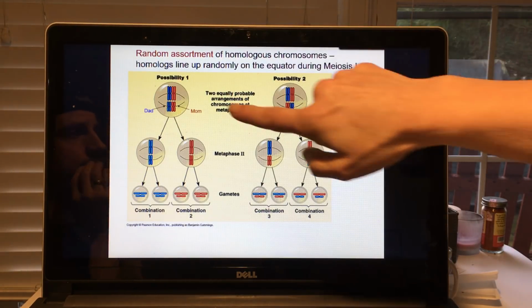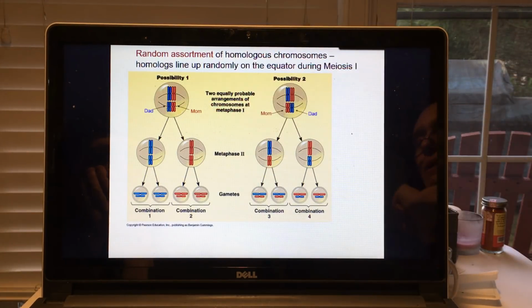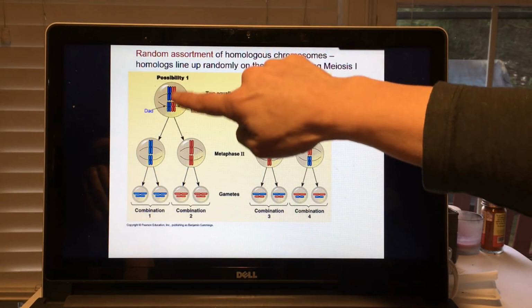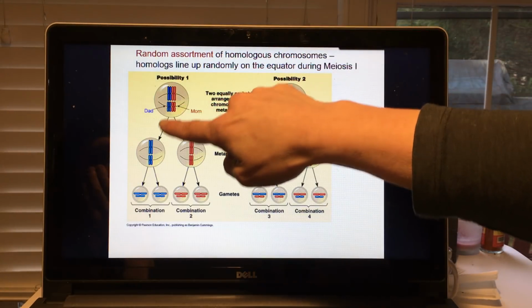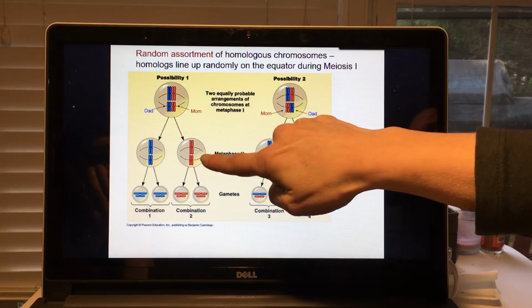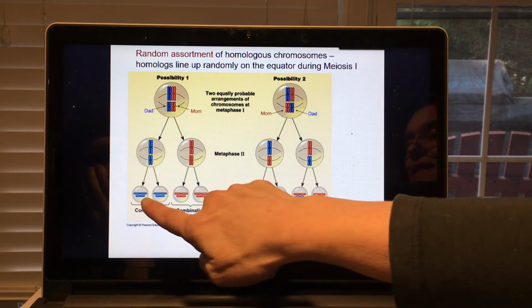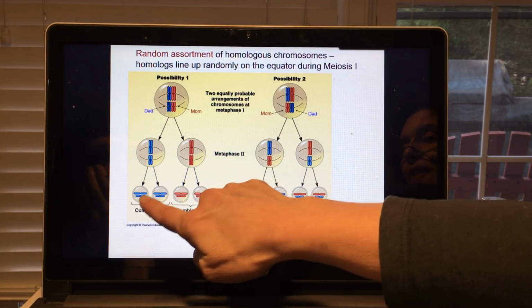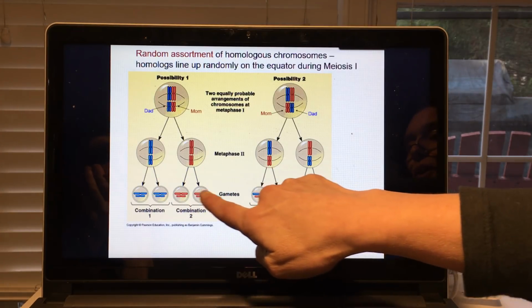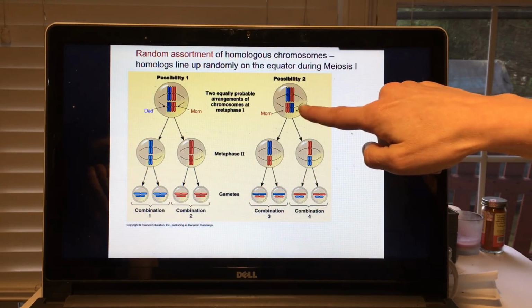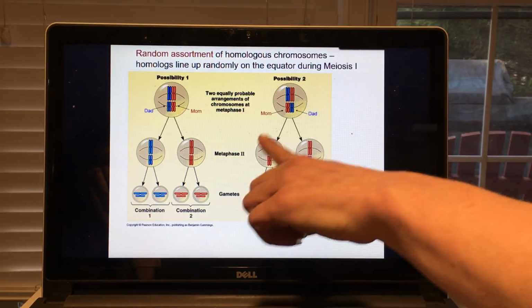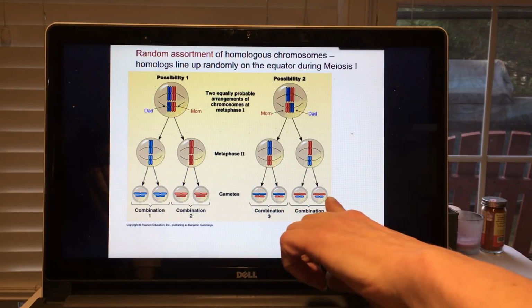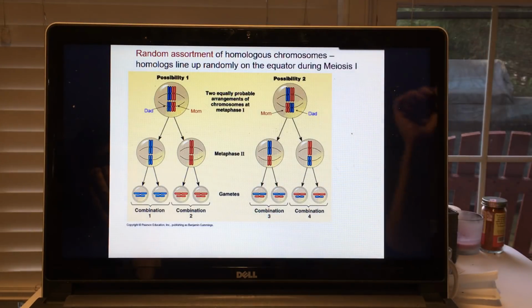So if you look at this side, both of the red chromosomes lined up on the same side and the blue chromosomes lined up on the same side. And then when the cell divides and the spindle fibers pull chromosomes apart, anything on the left side ends up in the left cell, everything on the right side ends up in the right cell. So these gametes have all blue chromosomes, these gametes have all red chromosomes. Now here, where the chromosomes have flipped and they're on the opposite side, you have one of each color chromosome in each gamete. So this would be representing male and female chromosomes.